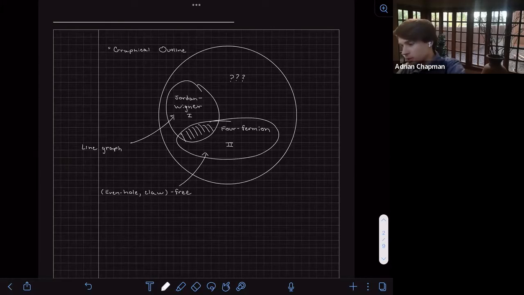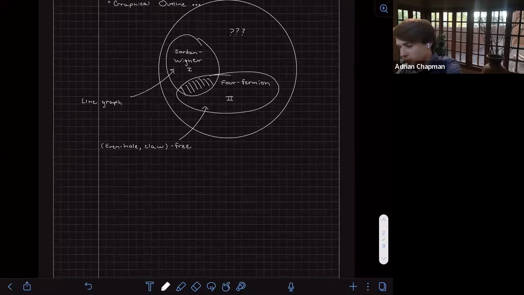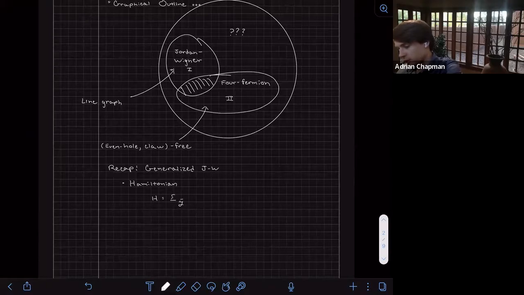Okay, so just to restate what I mean by a generalized Jordan-Wigner transformation. It relates to a Hamiltonian, a spin Hamiltonian, which has a decomposition of the following form. So H can be written as a sum over Z2 bit strings y, where y is a Z2 bit string specifying a symmetric subspace.